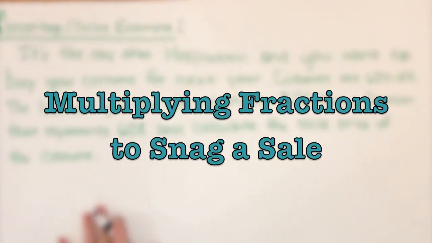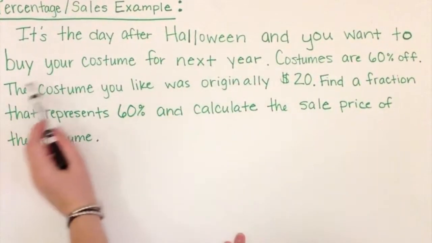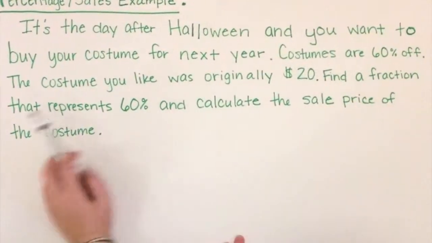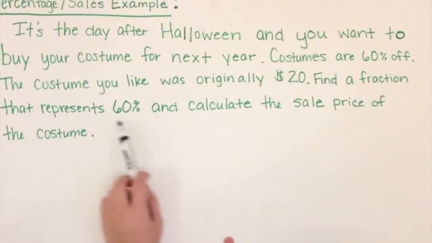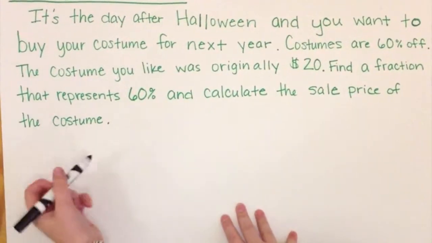Our next problem is a percentage or sales problem. It's the day after Halloween and you want to buy your costume for next year. Costumes are 60% off. The costume you like was originally $20. Find a fraction that represents 60% and calculate the sale price of the costume.